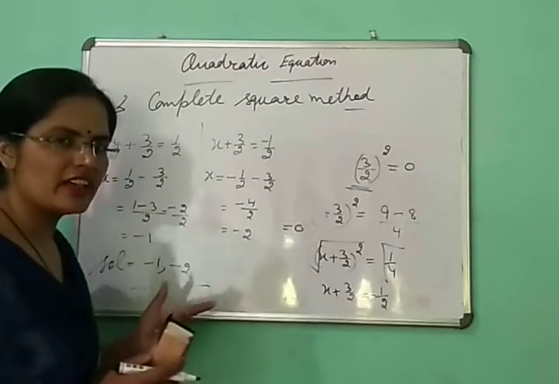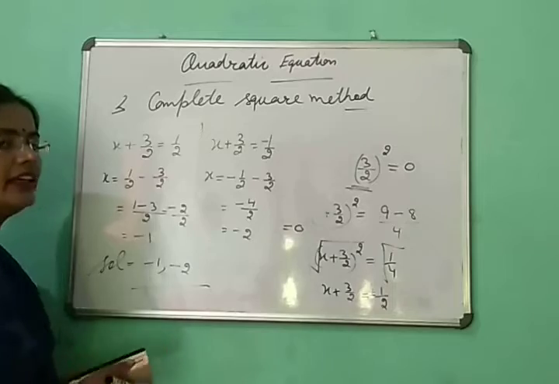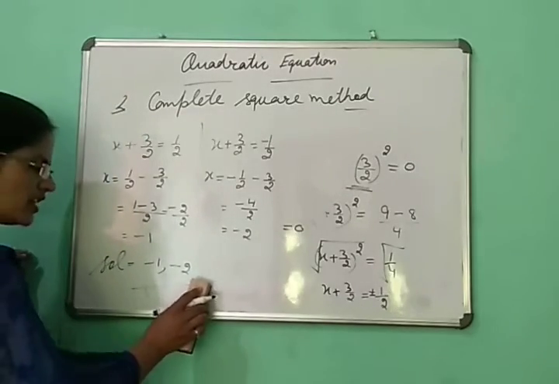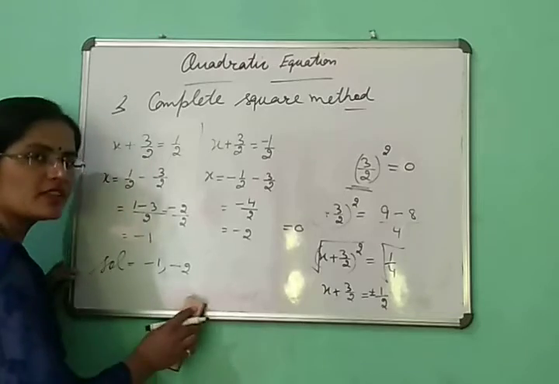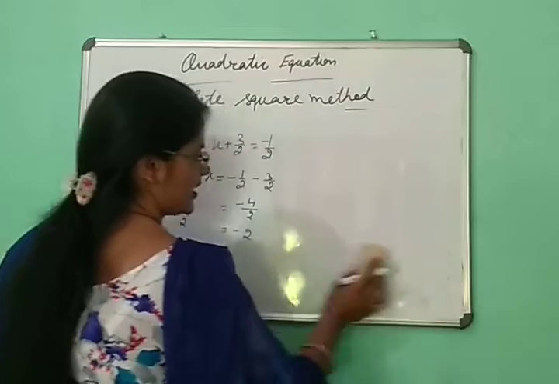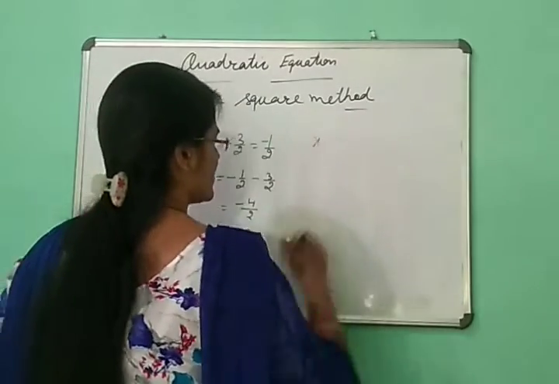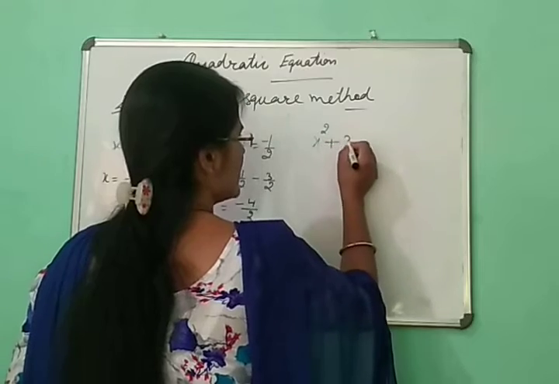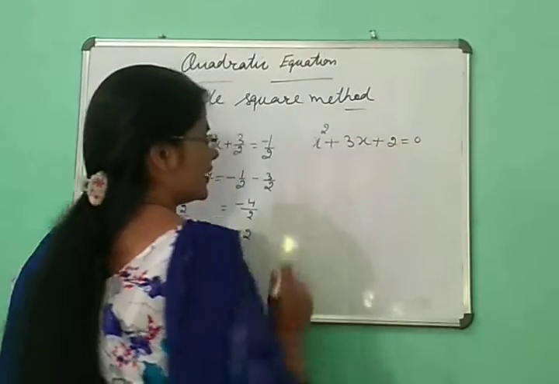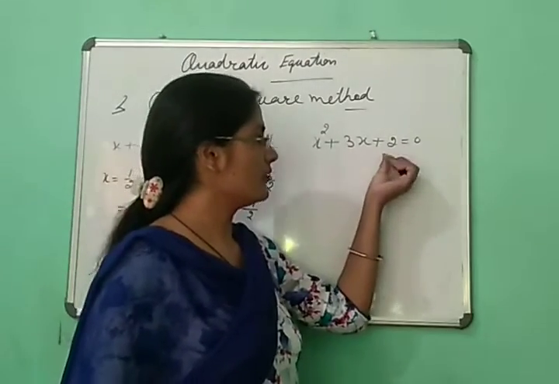By which method have we found this? By the complete square method. Next, if we do the same question with our previous method, the factorization method. Just see, when we do the same question with the factorization method, our question is x square plus 3x plus 2 is equal to 0. In our factorization method, what will we do?